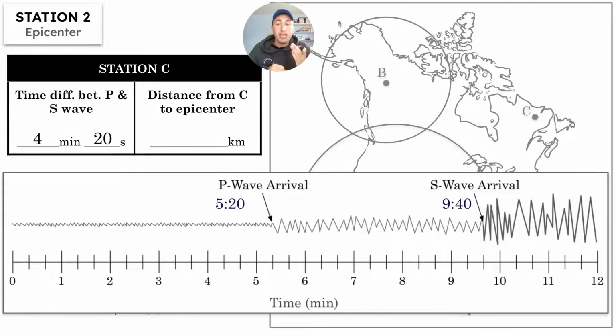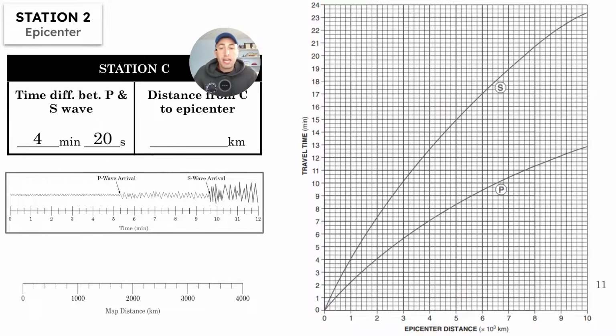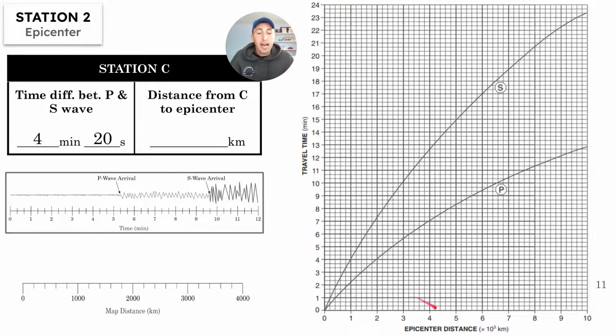That's the first part, to identify what the time difference is between the P and the S wave. And then based on that information, you go to page 11 in the reference table, which is given to you. This shows you earthquake information, how far away the station is from the epicenter, and how long the P and the S wave will take to arrive. So we now know there was a difference of 4 minutes and 20 seconds from the P to the S wave.